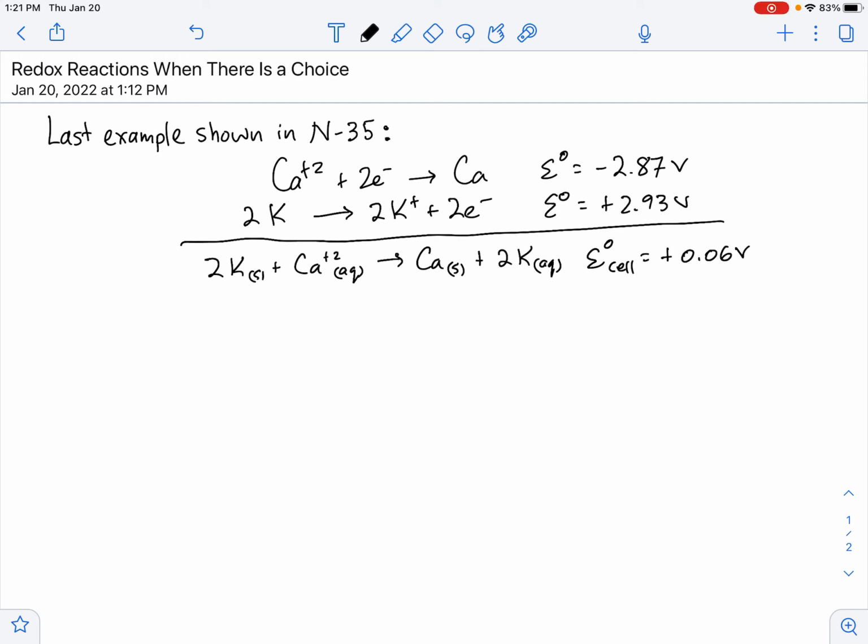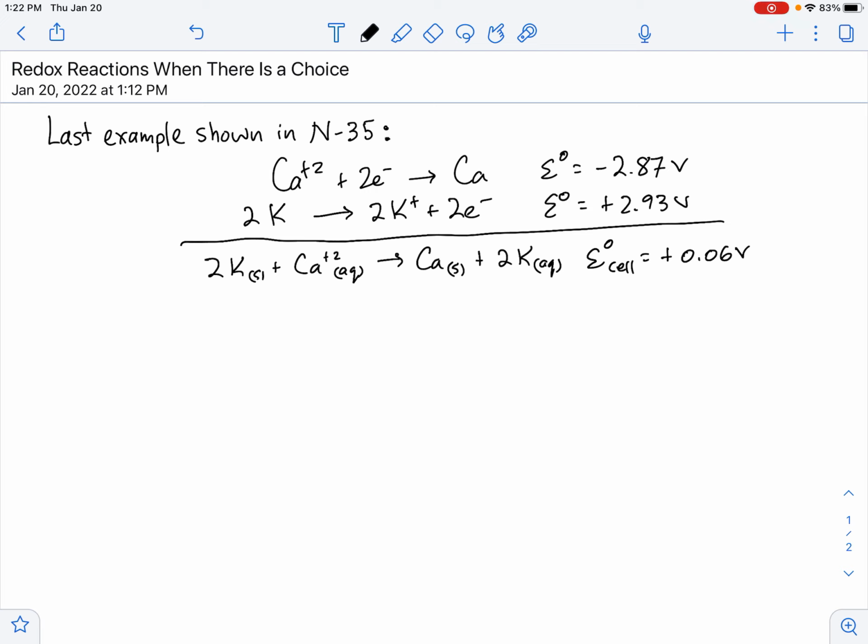Hey everybody. Before we get going into electrochemical cells in the next video, I want to go back to N35 and the very last example I was showing you, where calcium ions were forced to reduce by reacting them with elemental potassium, because potassium's potential to oxidize was greater than the reluctance of calcium plus 2 ions to reduce. So it kind of forced it to do it.